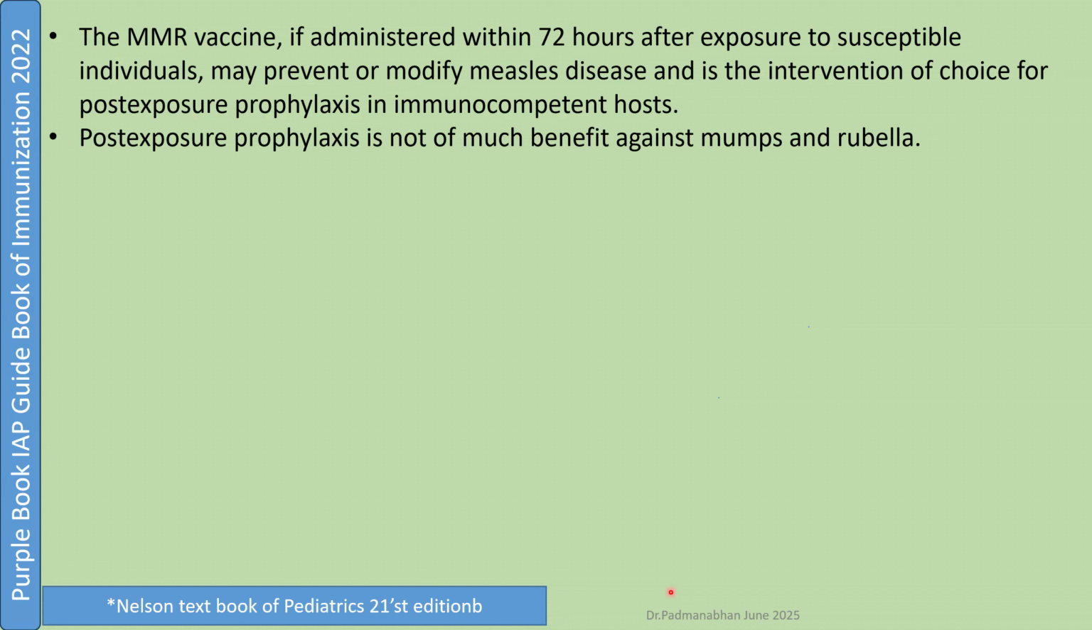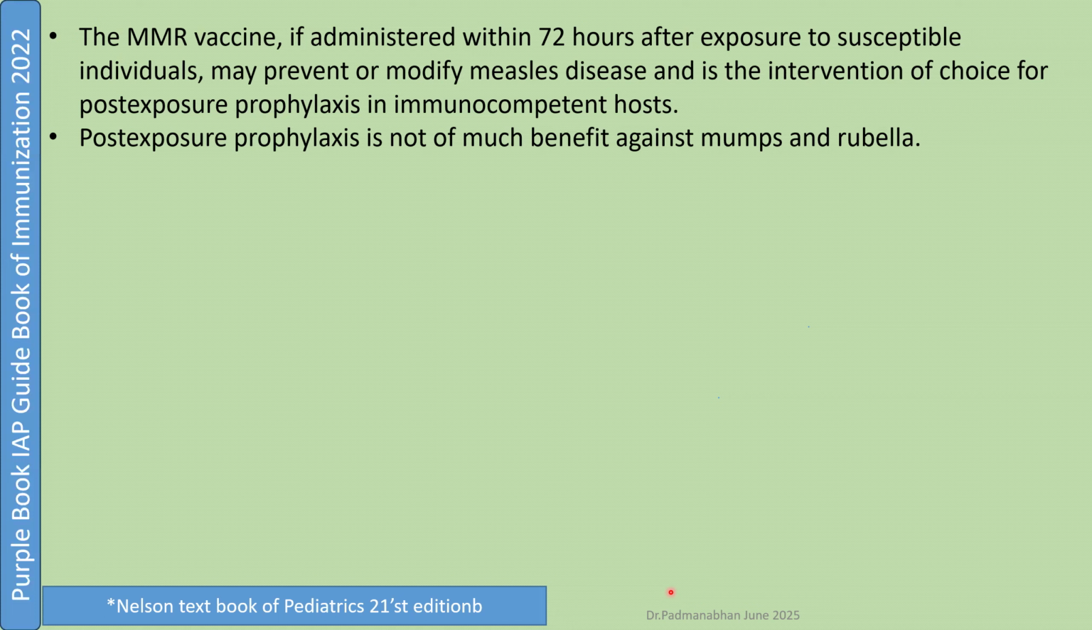Post-exposure prophylaxis is not of much benefit against mumps and rubella. This is important because you may get a measles child, an 8-year-old, and the mother might say, "Doctor, my younger child, who is 8 months or 10 months, I have forgotten to give the MMR vaccine or MR vaccine." What do you do? You might think that he's already exposed, therefore I will not give it. But actually, you should tell her that there's a chance that it might prevent.